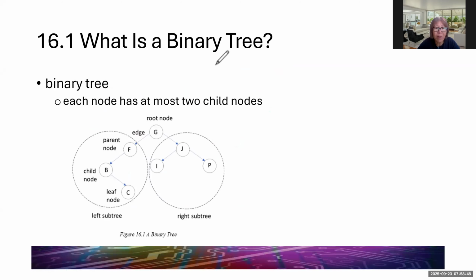Then let's take a look at binary tree. A tree can have multiple branches. If each node can only have two branches, then we call it a binary tree. Two branches means each node has at most two child nodes.